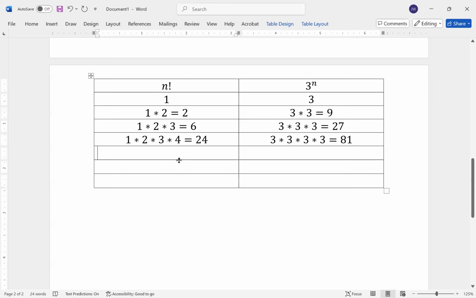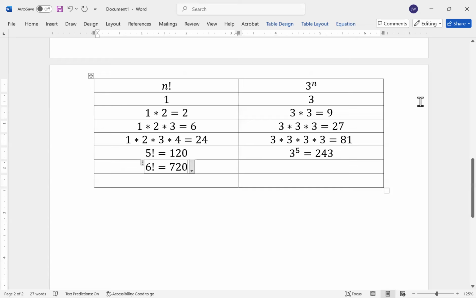Let's do 5. I'm just going to write 5 factorial here. So 5 factorial was 120. And then that's 3 to the fifth. On the left, I'm multiplying by 5. On the right, I'm multiplying by 3. That's 243. And then I multiply by 6 to get 6 factorial. 120 times 6 is 720.